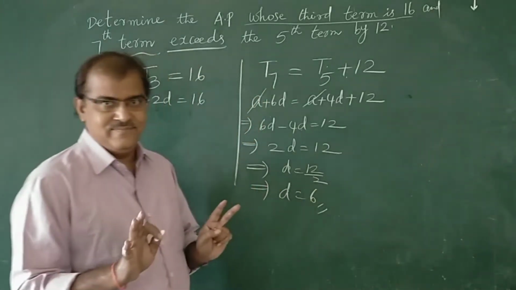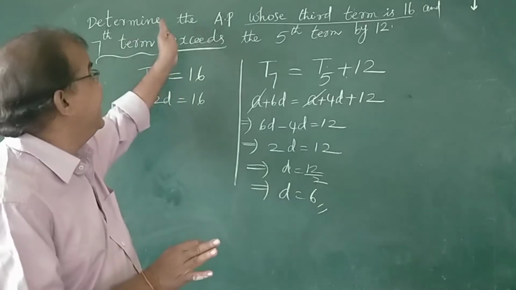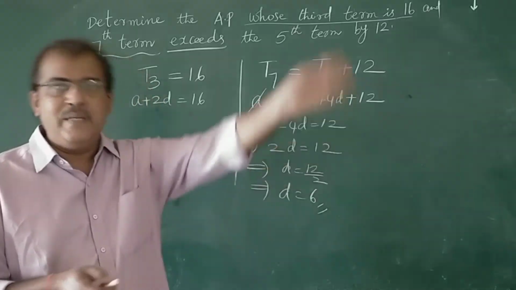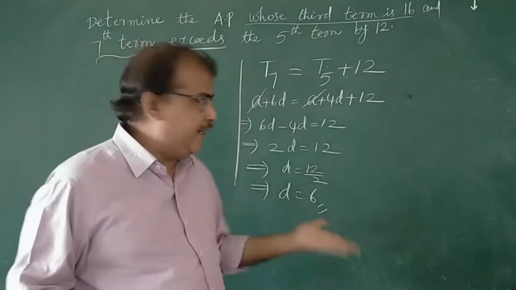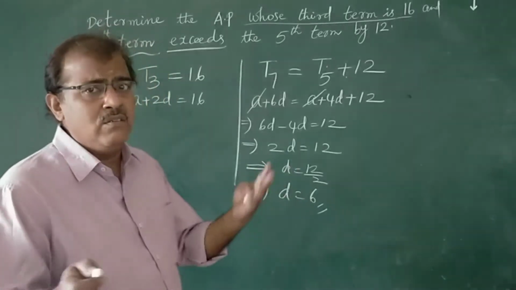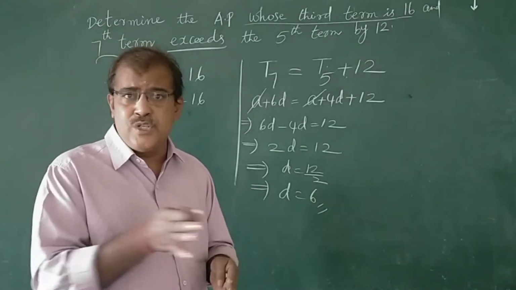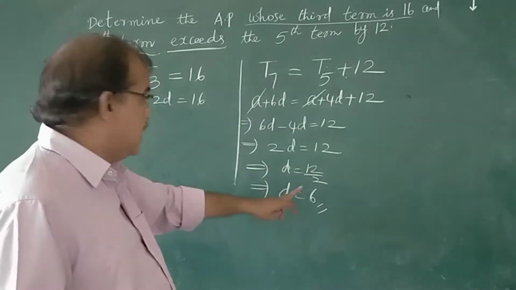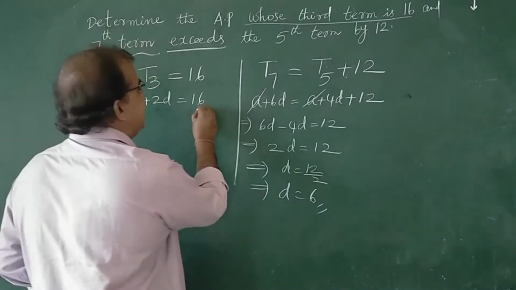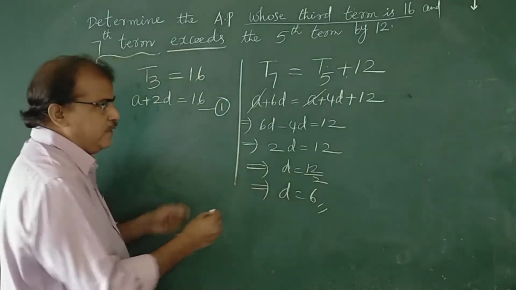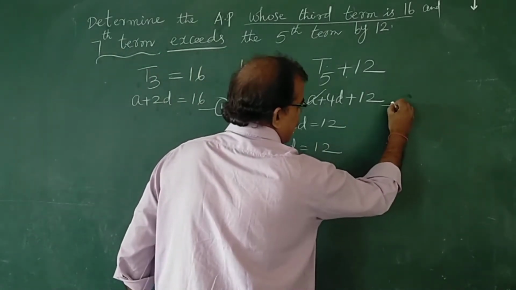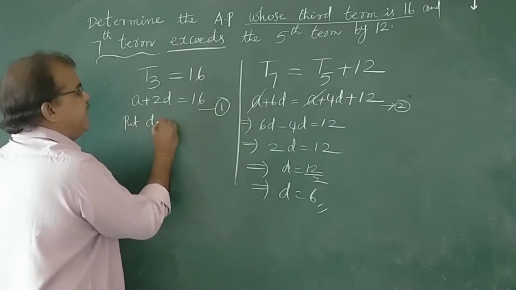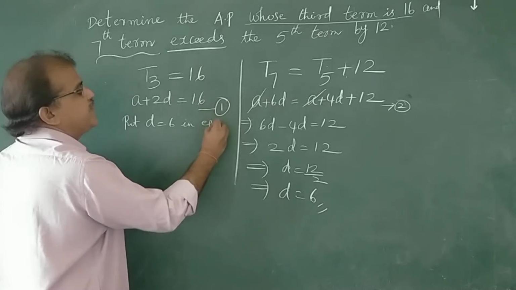I got the value. Now I want to find the AP. A is required, D is required. I got D, so here there is no need to solve like a pair of linear equations in two variables. Luckily I got the D value directly by using the second condition. Now substitute the D value in equation 1. Put d is equal to 6 in equation 1.